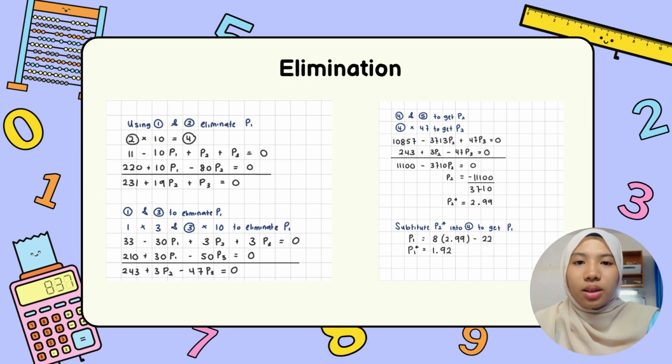Let's substitute P2 star into 4 to get P1. P1 equal to 8 times 2.99 minus 22, get P1 star equal to 1.92.